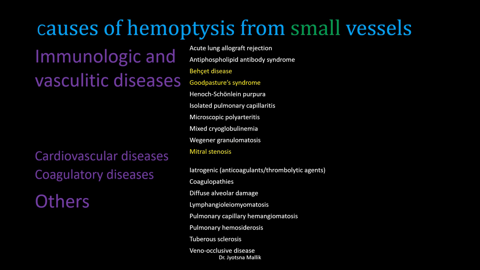So immunological diseases: acute lung allograft rejection, antiphospholipid antibody syndrome. And if it is because of vasculitis, it could be Behçet's disease, Goodpasture syndrome, isolated pulmonary capillaritis, microscopic polyarteritis, mixed cryoglobulinemia, Wegener's granulomatosis. In cardiovascular disease, mitral stenosis is one of the causes of hemoptysis. Coagulation disorder could be iatrogenic or coagulopathy, diffuse alveolar disease, pulmonary hemosiderosis, tuberous sclerosis, veno-occlusive disease.